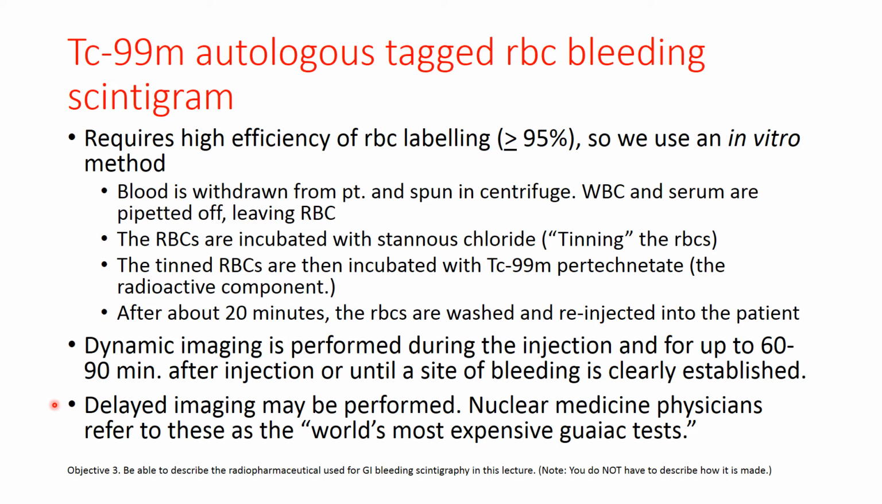Nuclear medicine imaging is fairly expensive. We wouldn't have to charge them again for the technetium-99m, but you charge them for the camera time and all that type of stuff, and there's really not much reason to do that. You can save a couple thousand dollars and just do a guaiac test, which costs a few cents, rather than the $1,000 or $2,000 of delayed imaging of the nuclear medicine. So that's why we refer to these as the world's most expensive guaiac tests.